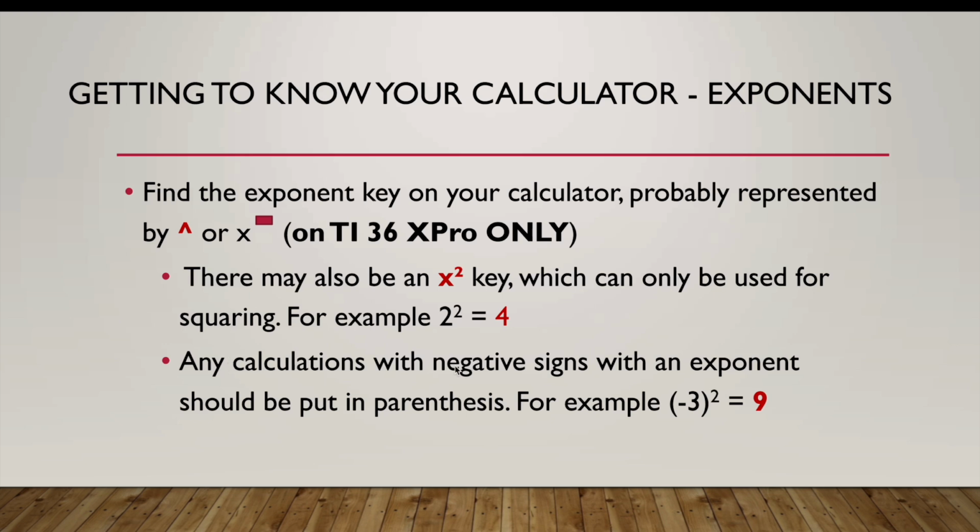Note that any calculations with negative signs that have an exponent should be put into parentheses. So instead of just typing out a -3 squared, make sure to put that -3 in parentheses and then hit the squared key. You should end up getting 9. If you try to square a negative number, if for example I were to say -3 squared and it came out as -9, I've done something wrong. Make sure that you double check your parentheses on negative signs.